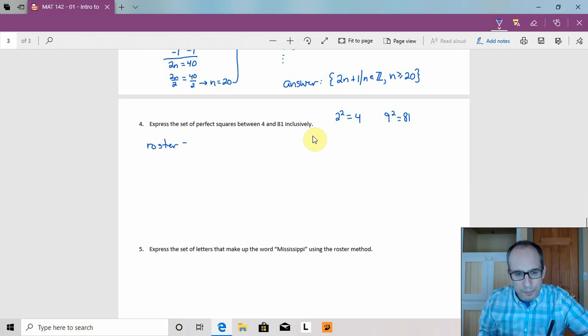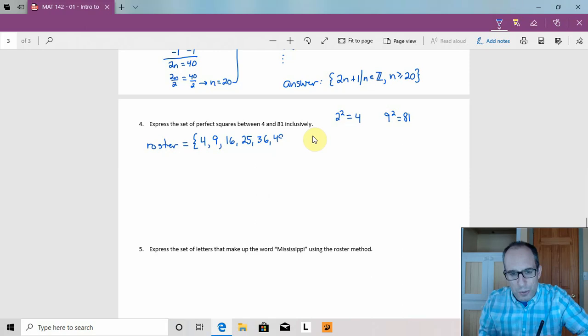then we can write these all out. And it's inclusive, so I am actually going to write these in increasing order. But we're going to start with 4 because it's inclusive, so you include the endpoints, and that's 2 squared. And then you go, all right, 3 squared is 9, 4 squared is 16, 5 squared is 25, 6 squared is 36, 7 squared is 49, 8 squared is 64, and then 9 squared is 81. And that's our cutoff, right? So there we are. So that's one way of writing it.